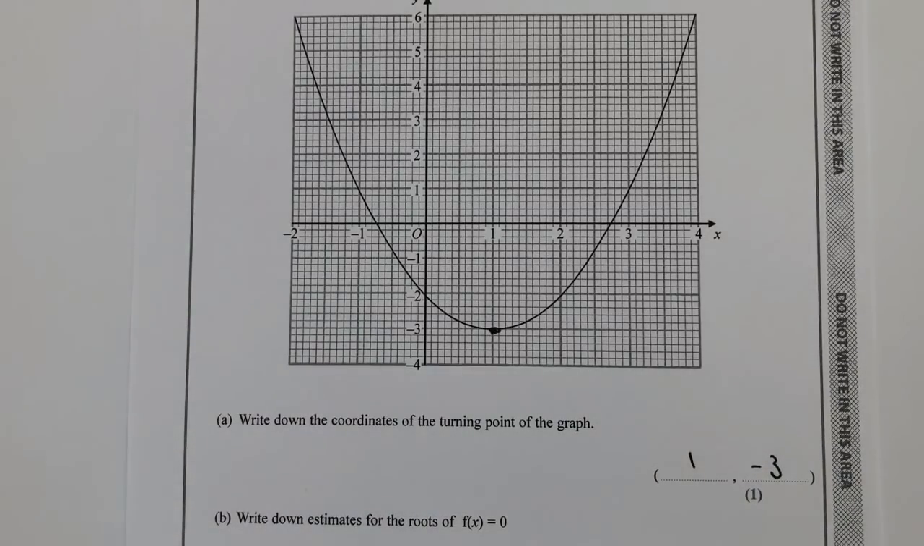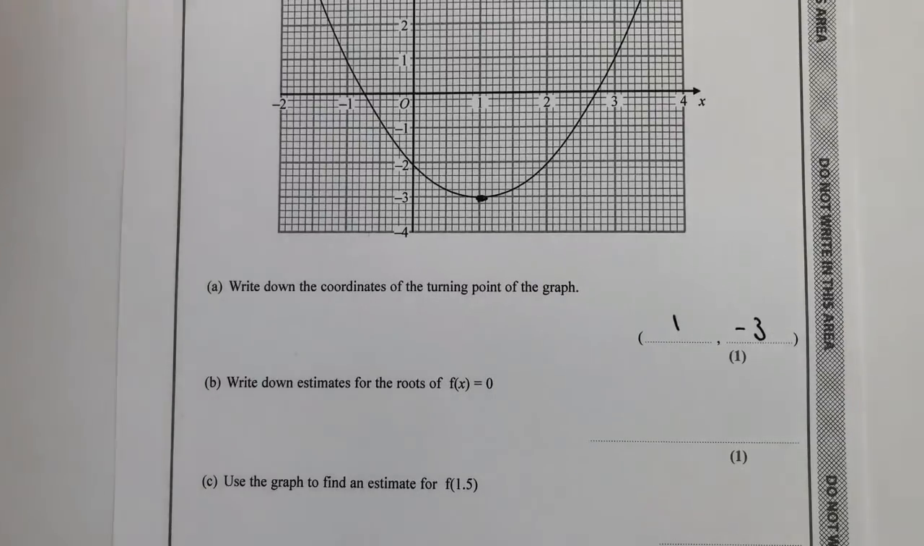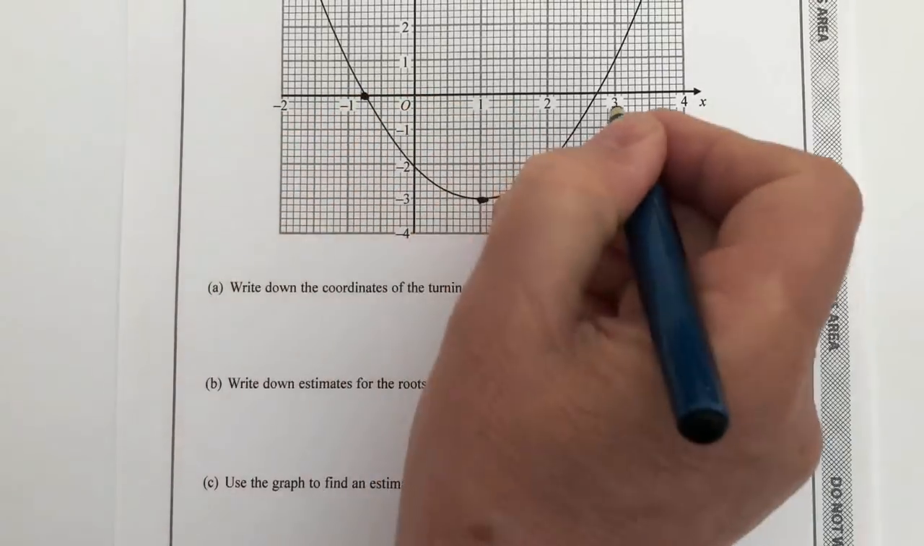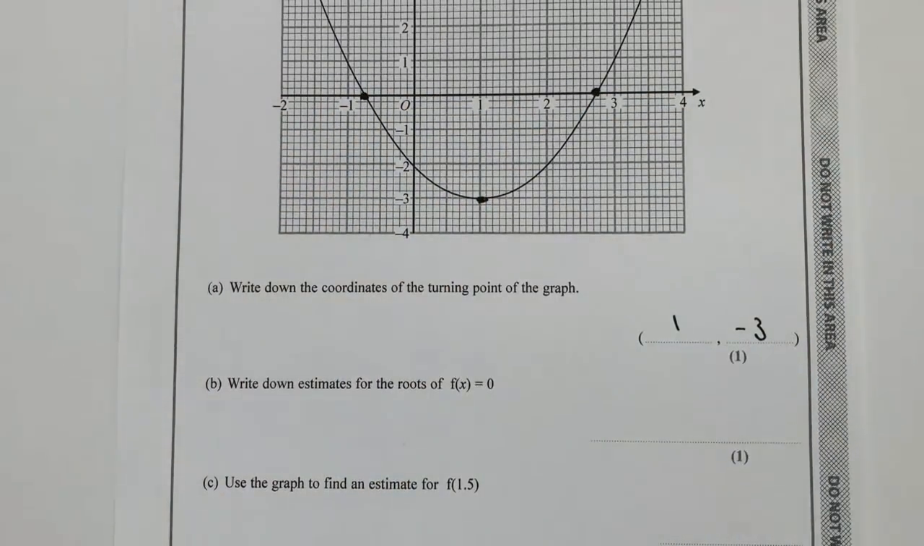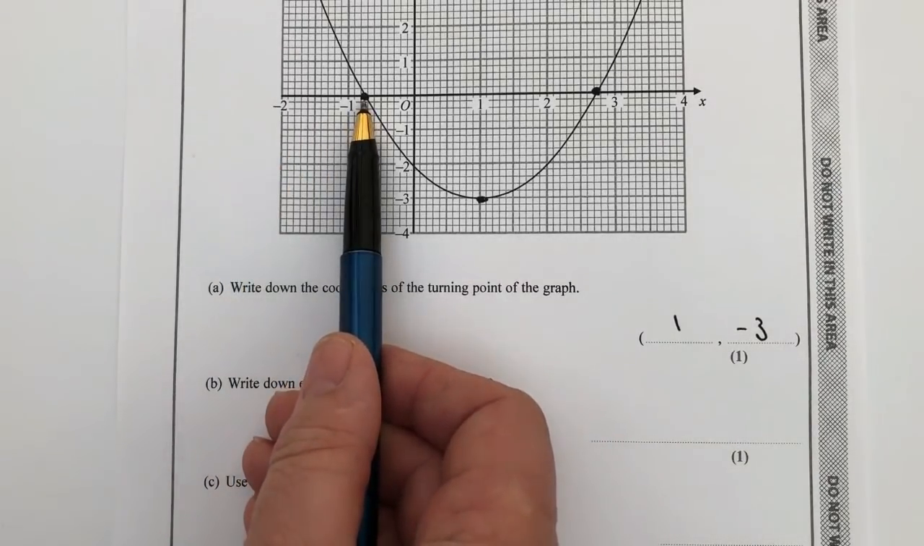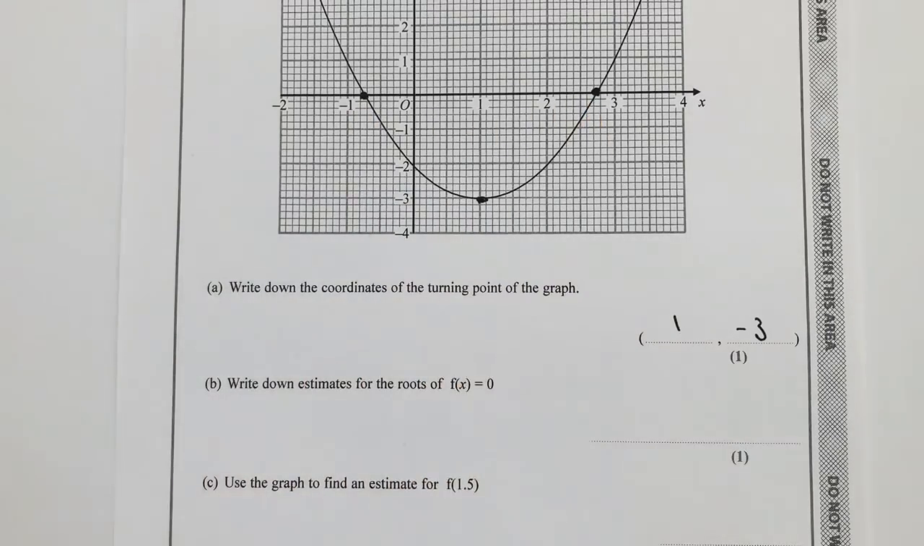Okay, and then the next bit says write down an estimate for the roots of f of x. Well, the roots are where it crosses the x-axis. It's where the value of y is 0. Okay, so I would look at that and I would probably say that there are 2 roots on there. The first one is minus 0.7, and then this one would be plus 2.7.